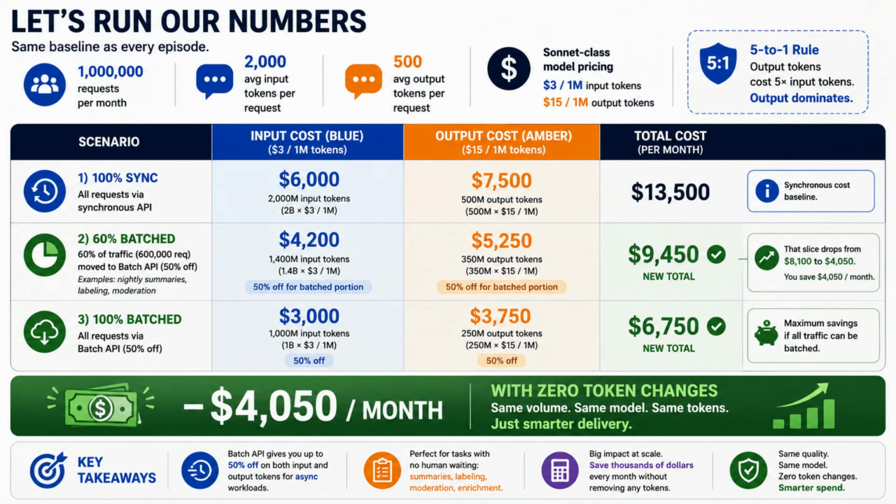Your new total, $9,450. $4,050 saved every month. And you didn't delete a single token to get it. And that's the Batch API and the final technique in our AI cost reduction series.